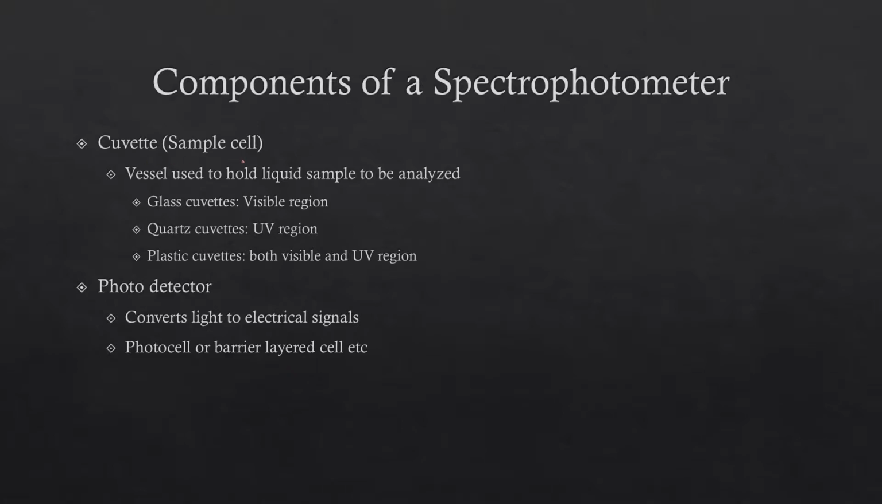A cuvette is a small sample cell in which the solution is put in, and is a vessel used to hold liquid sample to be analyzed. It can either be made of glass, quartz, or plastic, depending on the light which we are going to use, the wavelength we are going to pass through it, and a photodetector which converts light into electrical energy or electrical signals.